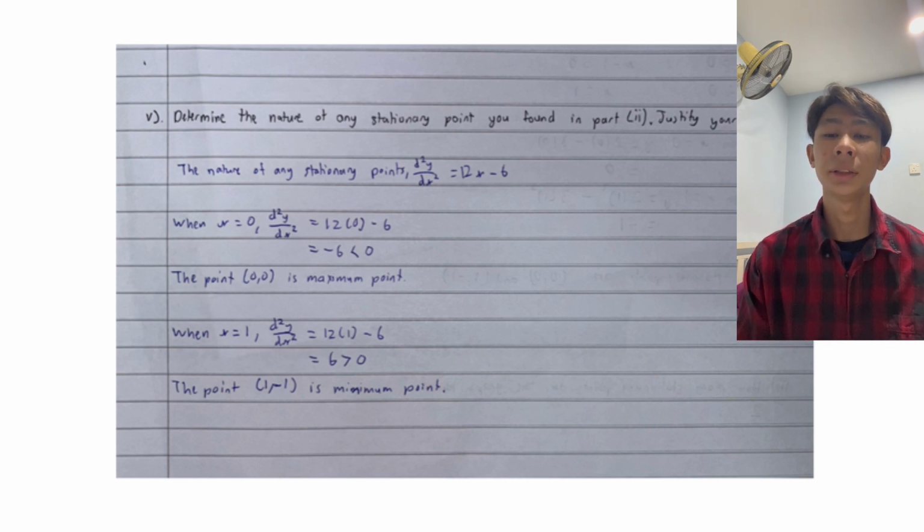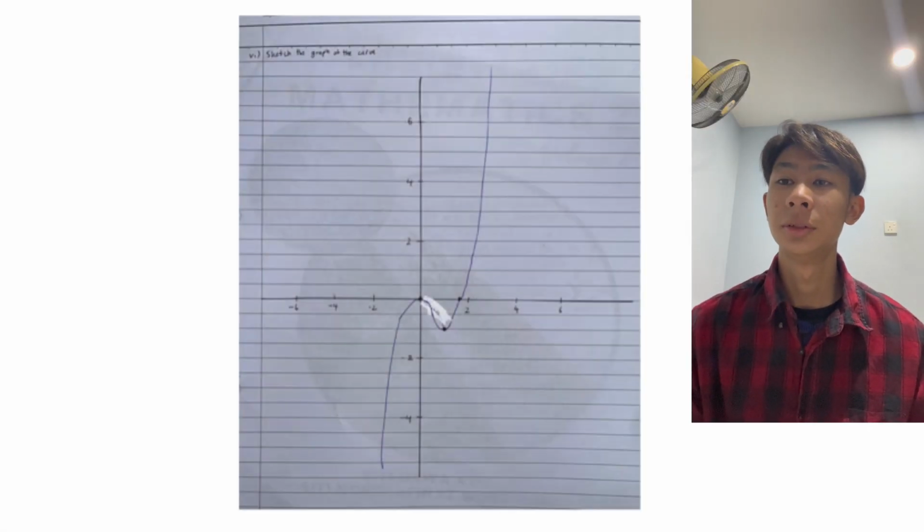So when x equal to 1, d to the power of 2 y over dx to the power of 2 equal 12 times 1 minus 6. So the answer is 6, which is bigger than 0. So the point (1, negative 1) is the minimum point. So for question 6, this is the graph after we plot the points. The first point is located at (0, 0), the second point is located at (1, negative 1), and the last point is located at (1.5, 0).